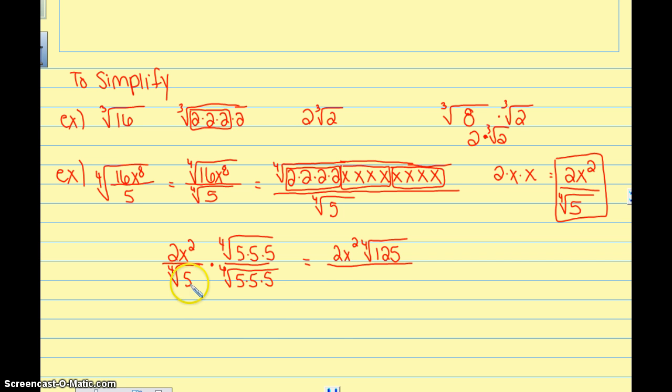Now on the bottom, if you look, I have 4 5's. So that means I can take out a group of 4, and this number down here becomes a 5. So your final answer is 2x squared times the fourth root of 125 all over the number 5.